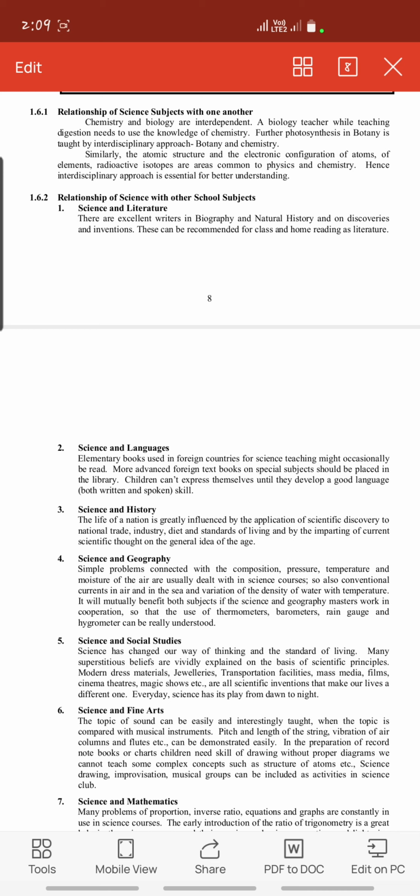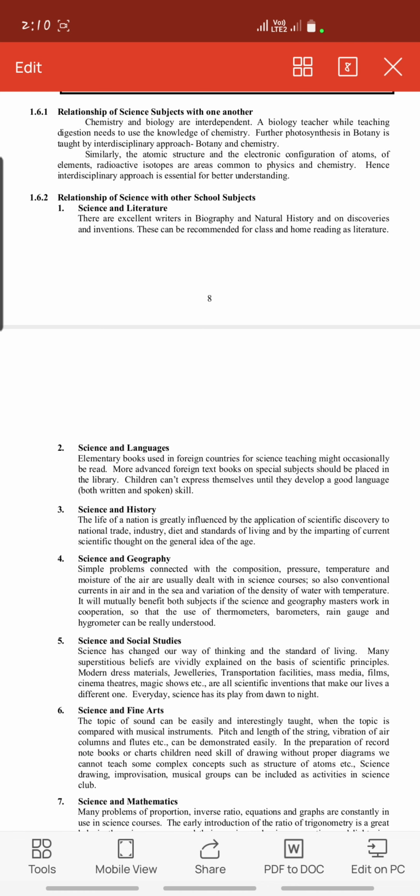Okay? Next, we have science and languages. Of course, other than the other school subjects, science and languages are connected basically on the references that we will be using. In science, we will also be using elementary books, not only here in the Philippines but also in foreign countries. So our teaching skills or teaching strategies basically use references, like books. So that is the connection between science and languages.